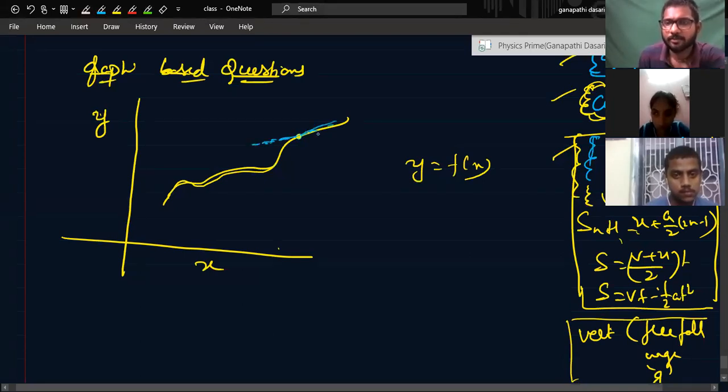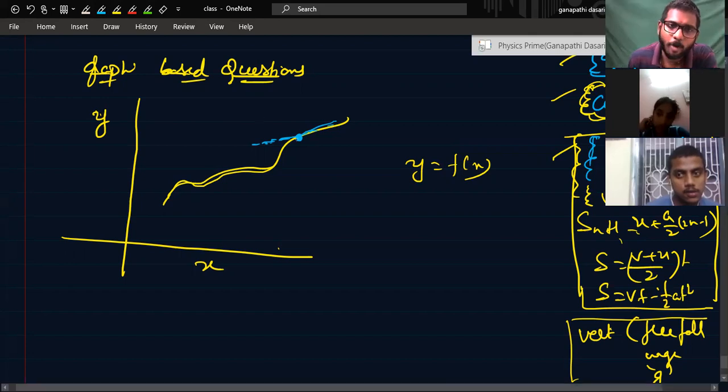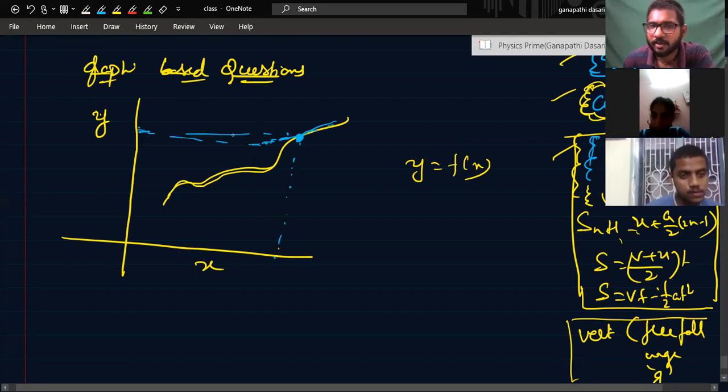Slope of this curve? Varun, what is the slope of this curve at this point? Of the line. Y2 minus y1 by x2 minus x1. Generally, a straight line's slope is y2 minus y1 by x2 minus x1. But at this point I want the slope.